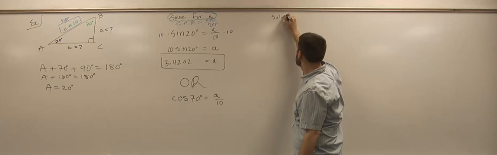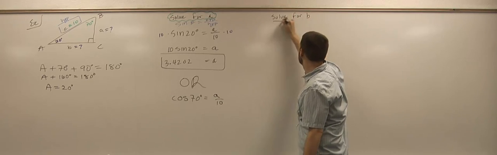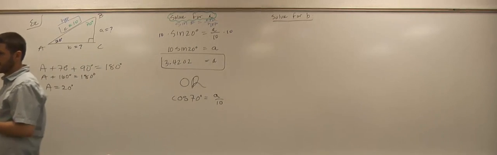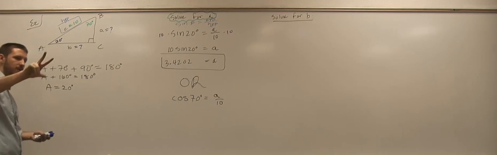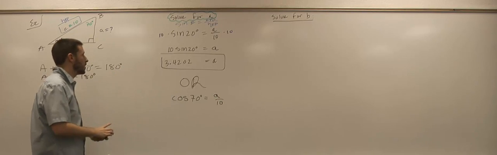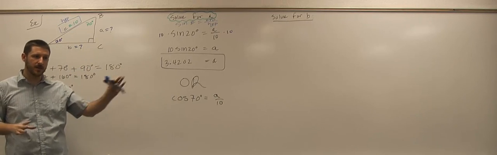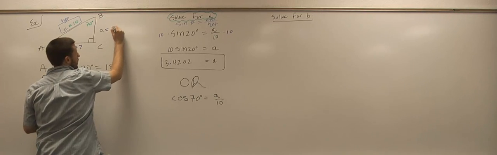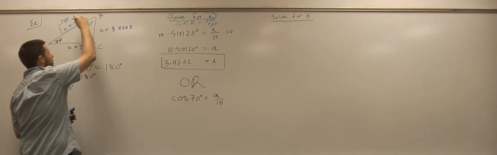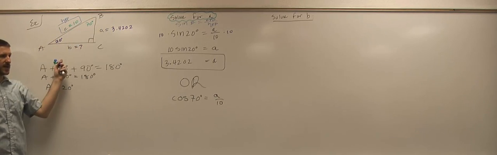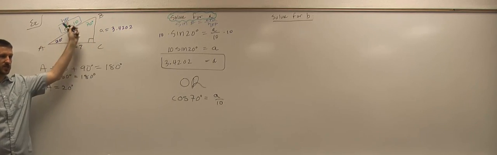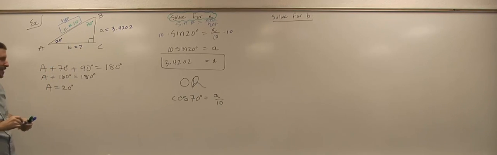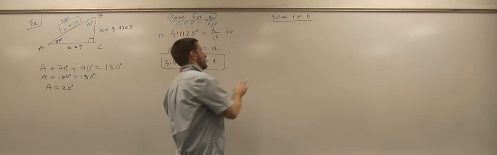Now, what about for B? Little b. Now there's two distinctly different routes to go here. You can either set up another trig argument, or now that you know little a, you could actually do Pythagorean theorem, right? Because you know two sides of your right triangle, so you can solve for the third. Which method do you think is better?